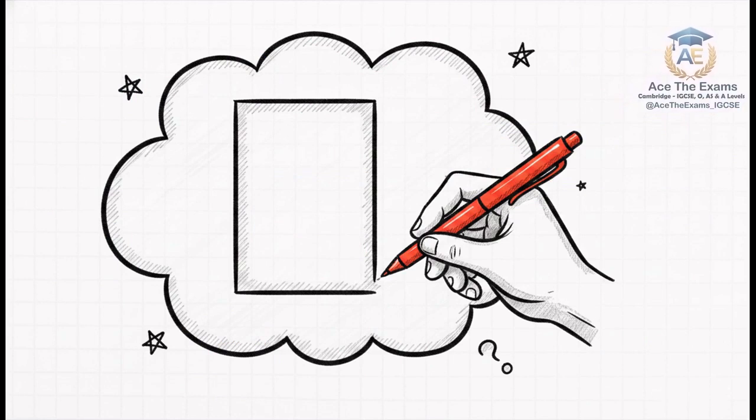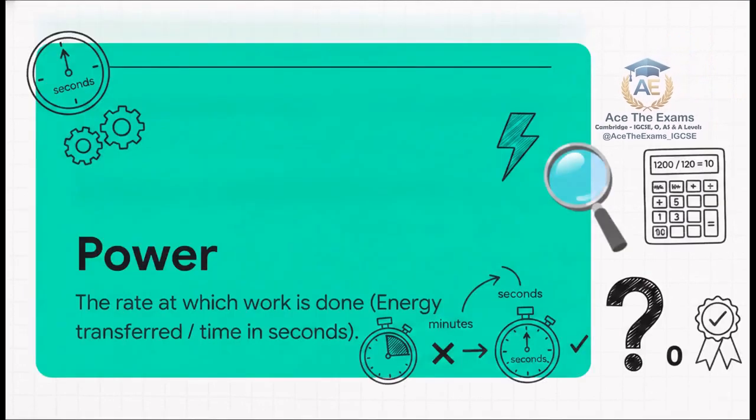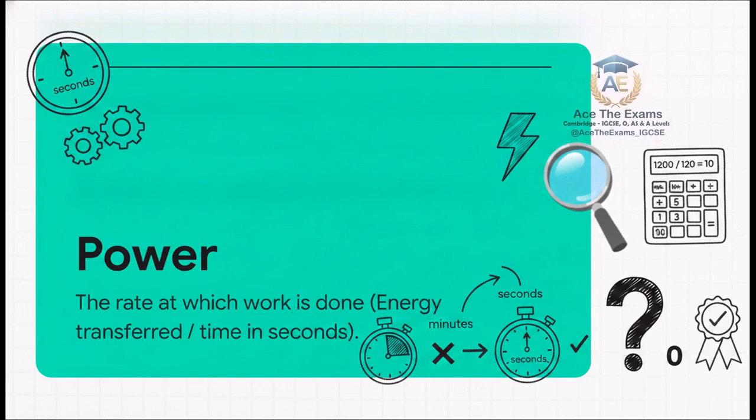Are they going to give partial credit just for knowing the formula? Will they deduct a single mark? Pause for a second and lock in your prediction before we reveal the examiner's secret. So the crucial point is right here in the core definition from Chapter 8. Power is the rate at which work is done, which mathematically is energy transferred divided by time in seconds.